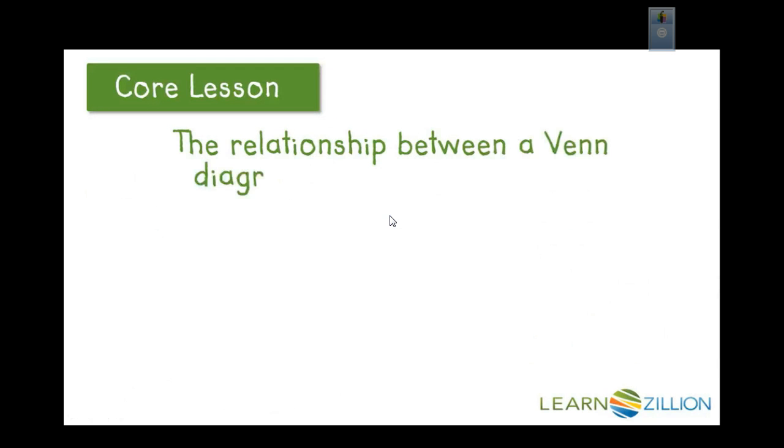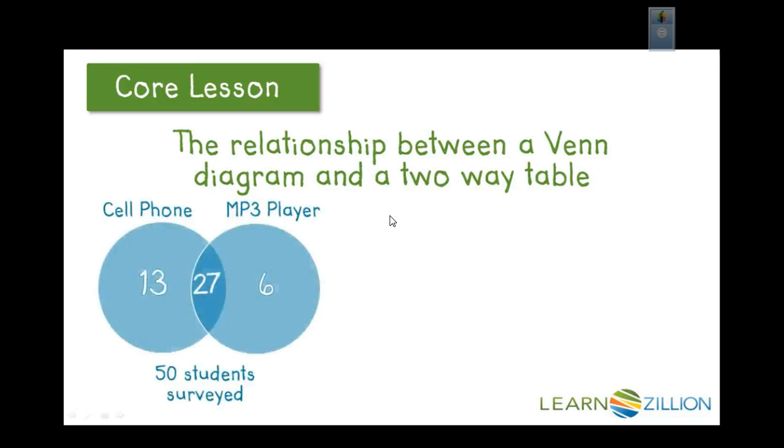The relationship between a Venn diagram and a two-way table makes sense. A Venn diagram represents two categories, a two-way table represents two categories. So we can take this Venn diagram and from that diagram translate it into a two-way table.